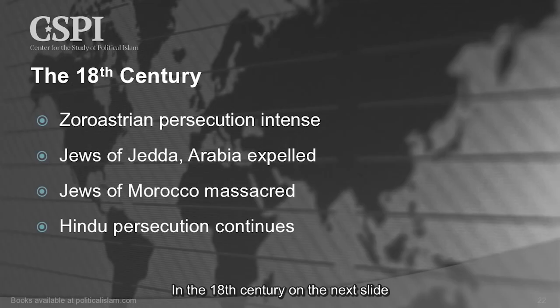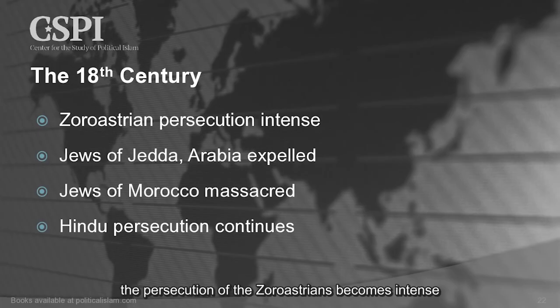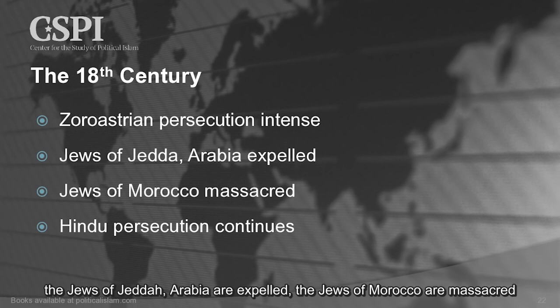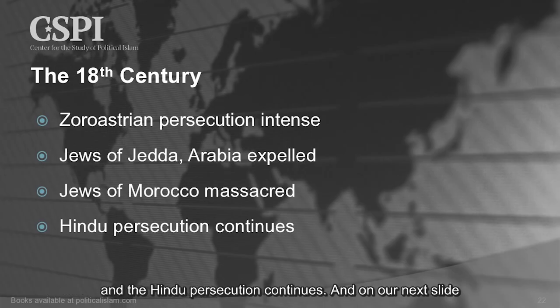In the 18th century, on the next slide, the Zoroastrian persecution becomes intense. The Jews of Jeddah, Arabia are expelled. The Jews of Morocco are massacred. And the Hindu persecution continues.